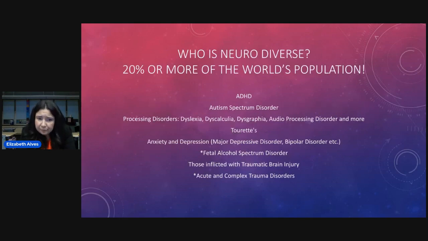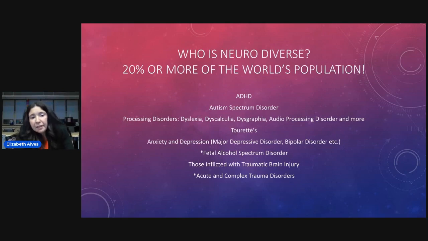Okay, so we're going to start off by just talking about who is neurodiverse. So 20% or more of the world's population is considered neurodiverse. So you have students who have something called ADHD, which is attention deficit and hyperactivity disorder, or you might have heard ADD, so attention deficit disorder. They don't have the hyperactivity component. You have students who perhaps are on the autism spectrum, which is huge and vast. You can have a whole host, and this is most common with ADHD, you can have a whole host of processing disorders.